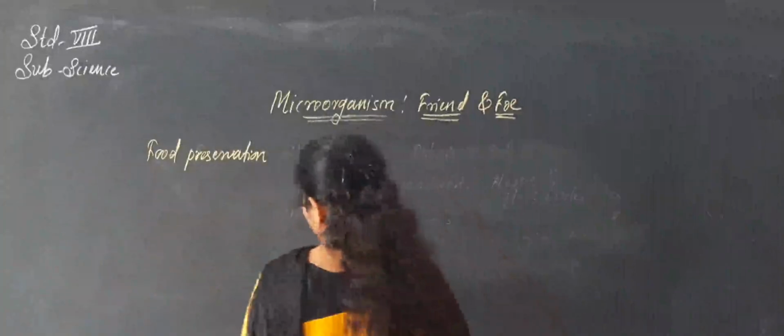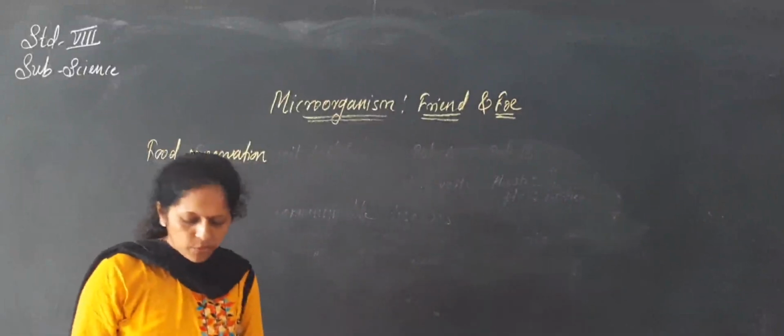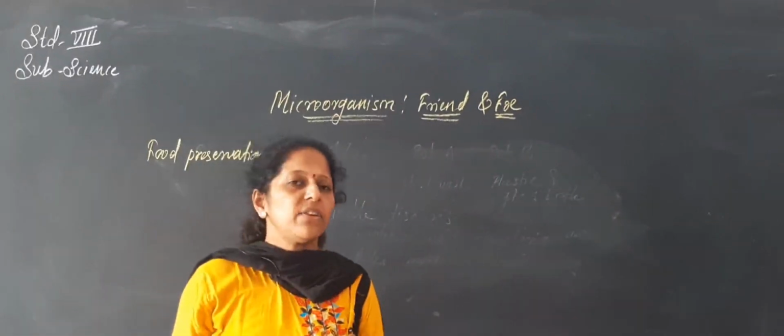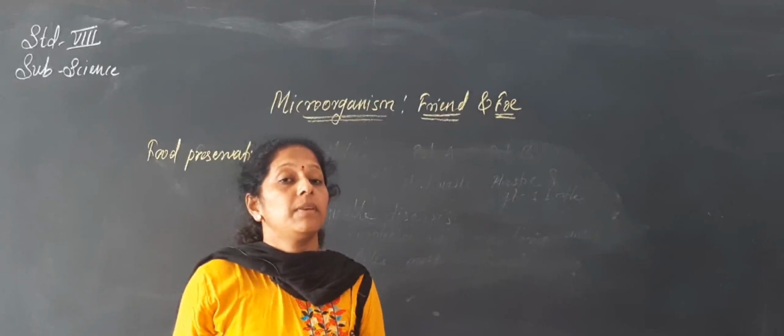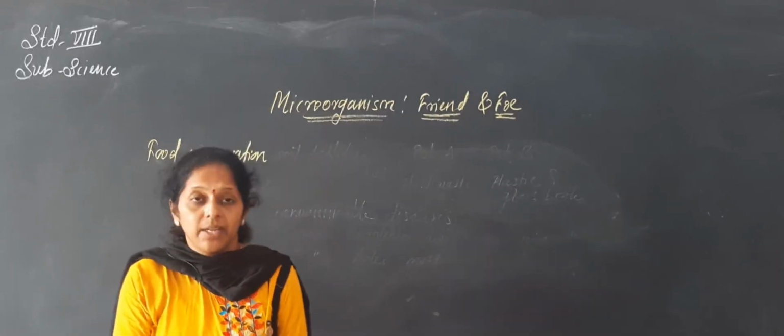Hello my dear students, now we are going to learn about food preservation. Sometimes food poisoning is a cause. Many times you hear that deaths are also possible because of food poisoning. Sometimes it is a very serious one. So here is a case of food poisoning.